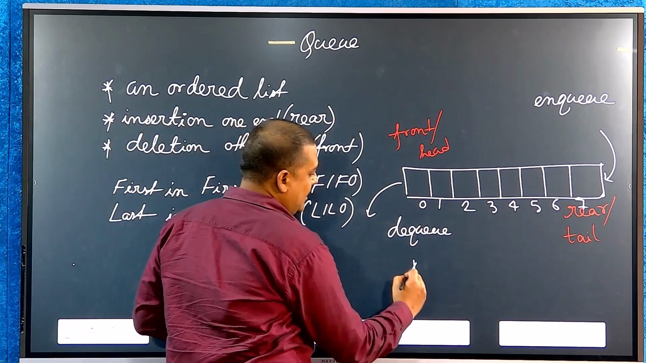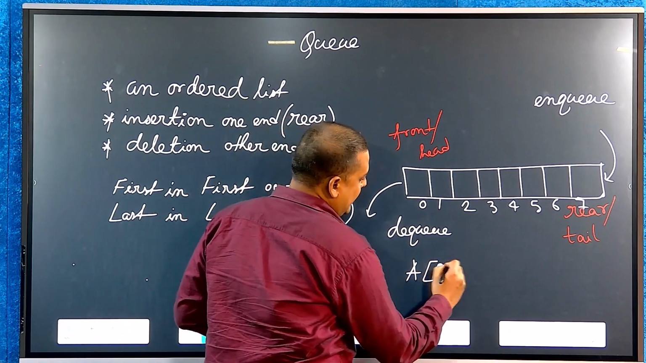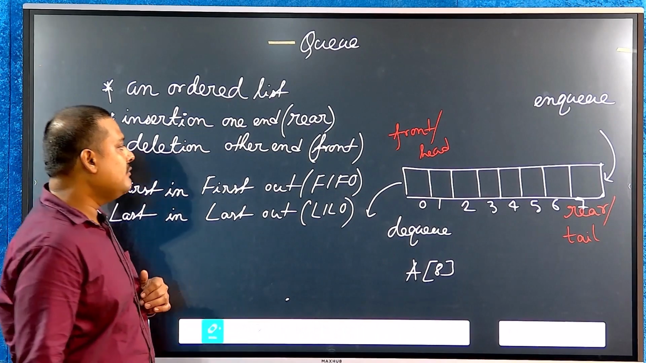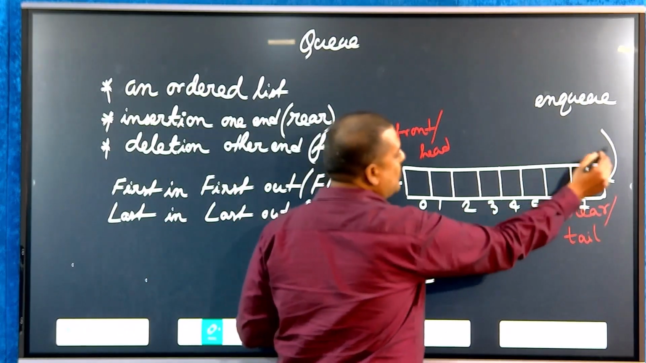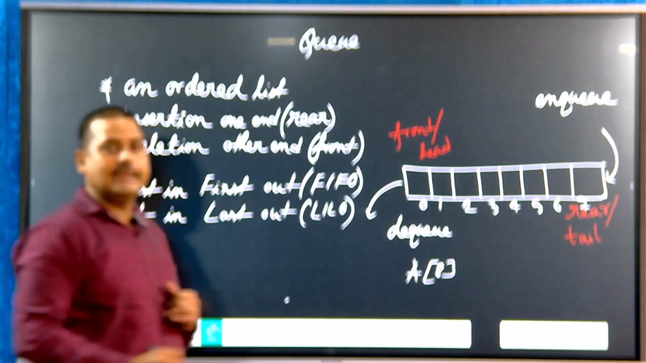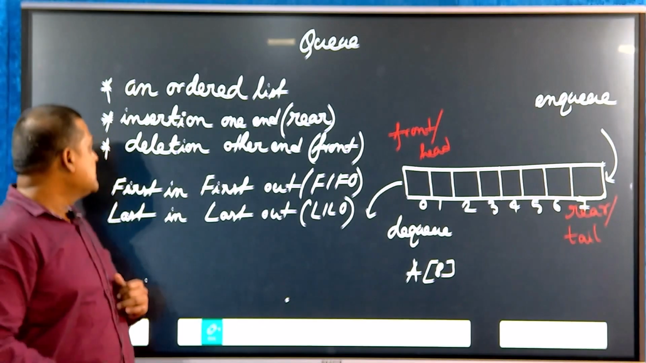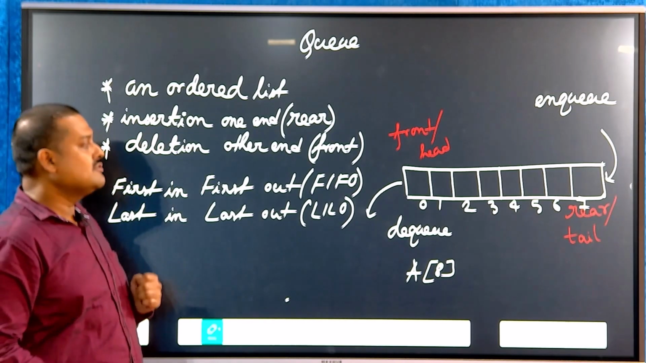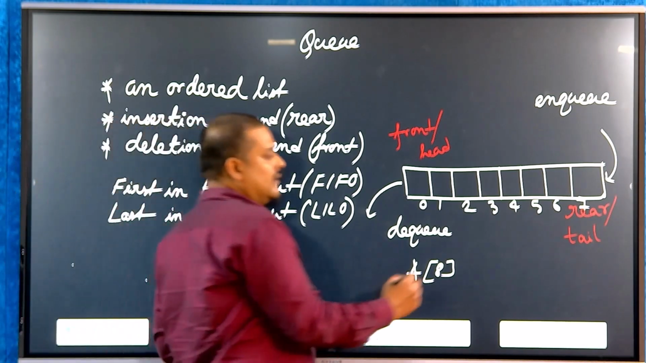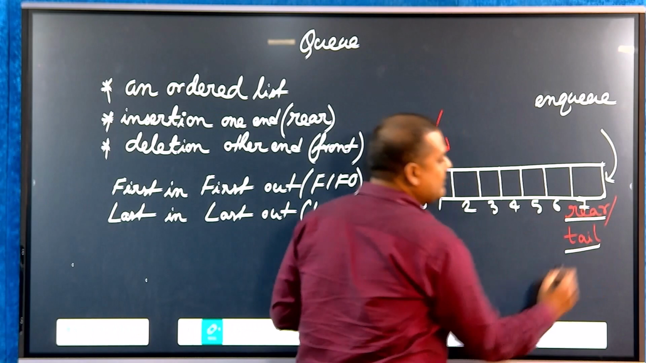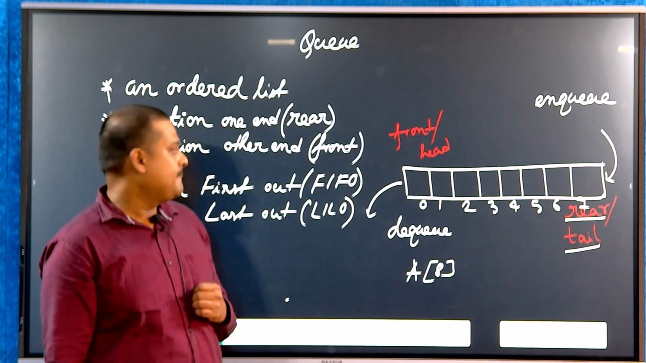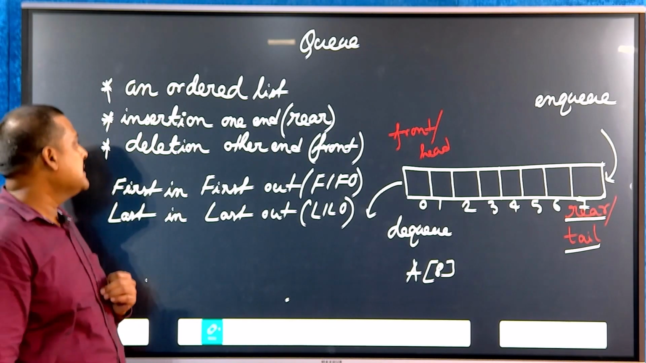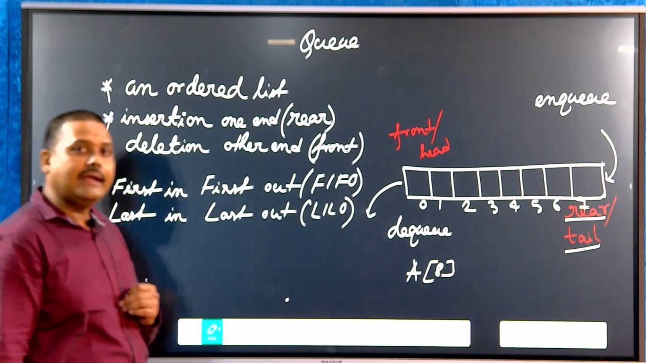In this array of size 8, I want to insert some elements, and these elements will be inserted from one end and deleted from another end. The insertion is from one end, and that end is called the rear end, or we can call it the tail. The deletion of elements is from the other end, and that end is called the front end.